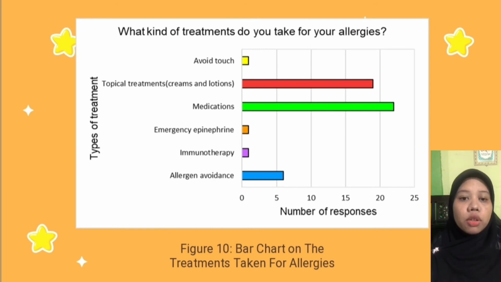Next is the bar chart on the treatments taken for allergies, for example, topical treatments, medications, emergencies, immunotherapy, and allergen avoidance. The type of treatment with the highest response is medications, at around 23 responses.